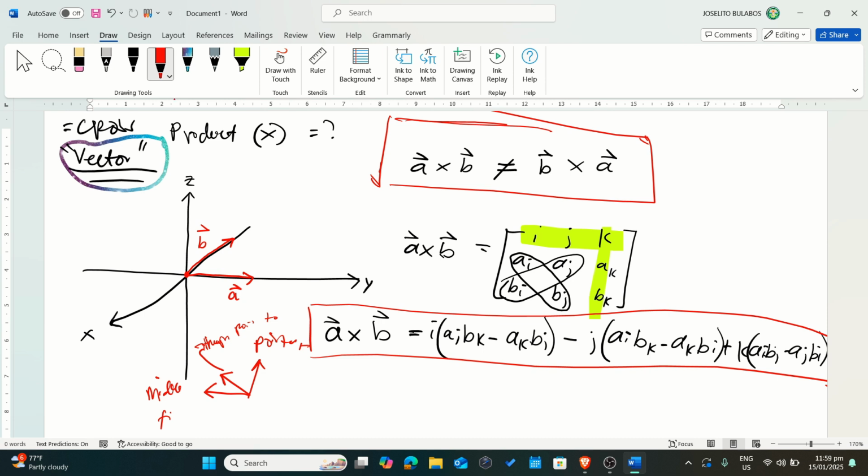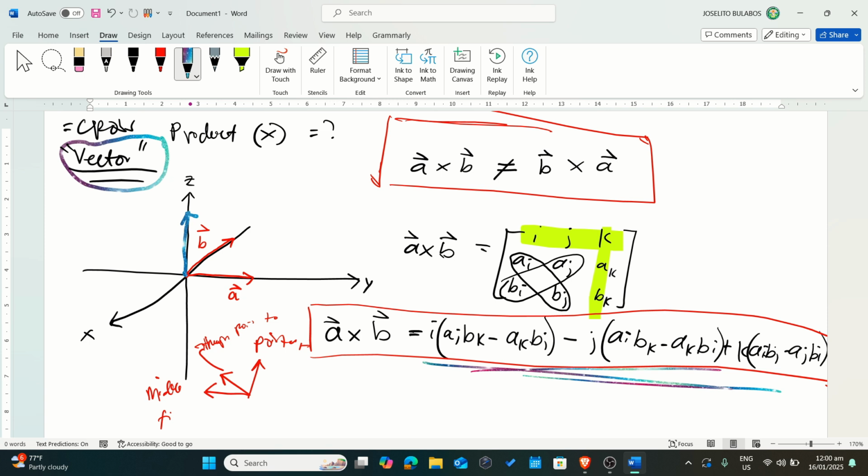So it means that if we have this vector A and B, therefore the direction of the cross product must be above along Z, okay, using the right hand rule. And the components or the value of this is equal to this equation. Okay, so this is how we solve or get the cross product of a vector.